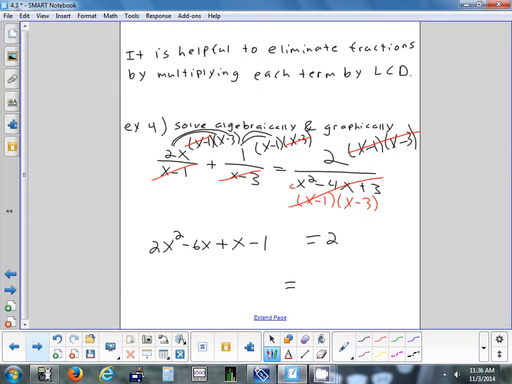Okay, what kind of equation is that? Yes, that's a quadratic. And what number do we like to get on the right-hand side when we're solving it? Good, we want to get 0. So let's bring the 2 to the other side. So we get 2x squared. Combine your x's. Negative 6x plus 1x gives you negative 5x. And negative 1 minus 2 is negative 3.